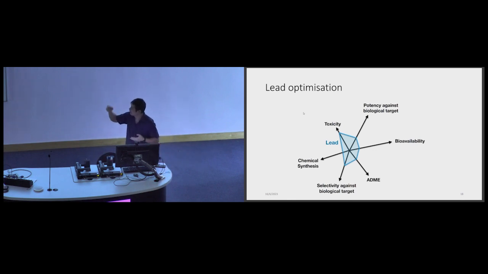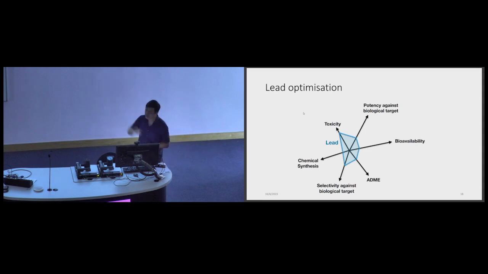ADME, which I'll describe a little later, is kind of absorption of the drug by the body. And it should also be specific to that biological target. One problem in drug development is off-target effects, where drugs might target something that's actually critical to normal bodily function. So that's one of the reasons why you have side effects.